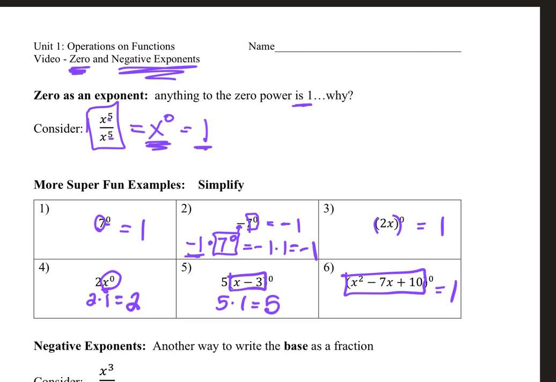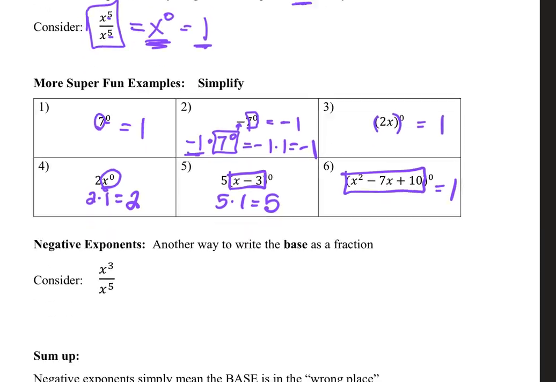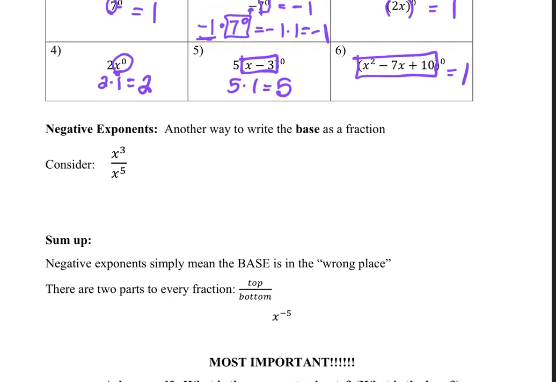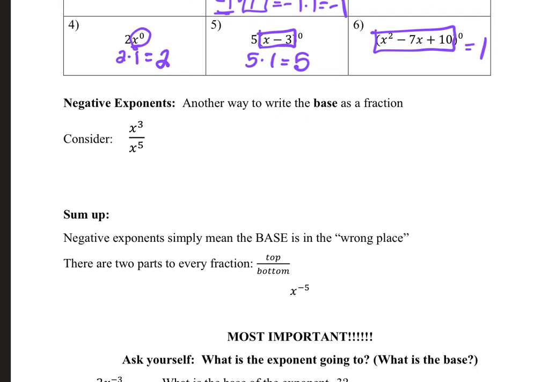So hopefully you understand the idea behind 0 as an exponent, more importantly, what is being raised to the 0 power, or any exponent for that matter. All right, then we have our negative exponents. So negative exponents is another way to write the base as a fraction, as I so poignantly write here.